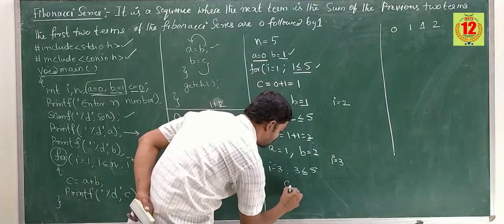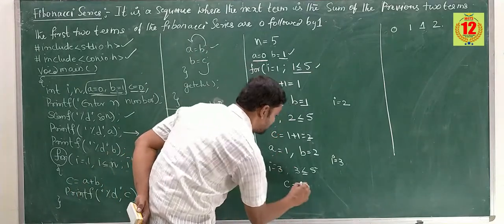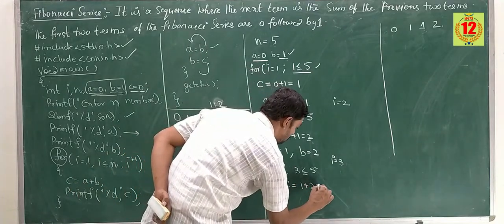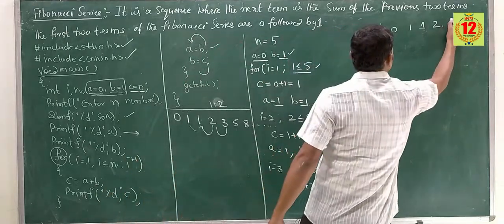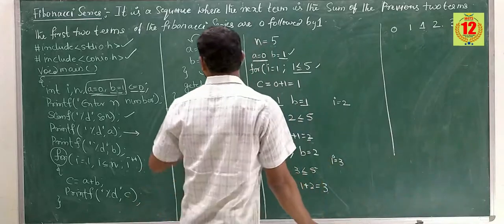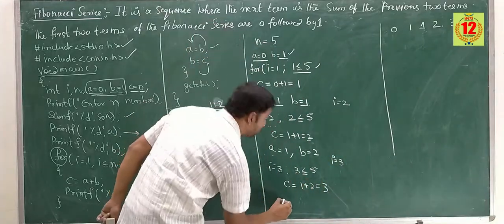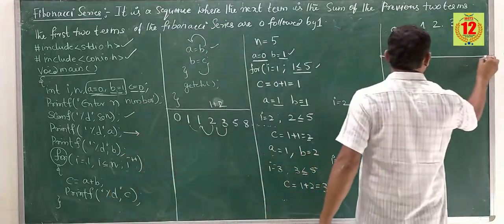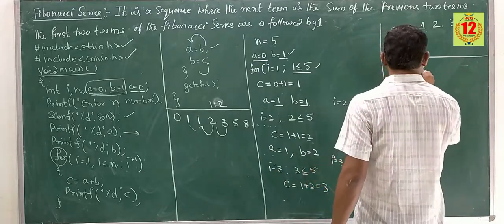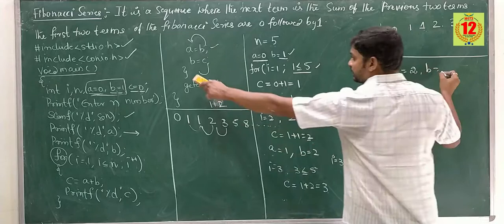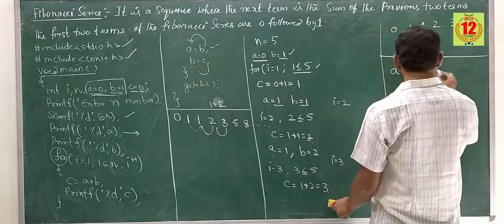Again the value c is equal to a plus b. Whatever the a value is 1 and b value is 2, now c is equal to 3. Print the statement, c is equal to 3. Then again assigning the values. Here a is equal to b, what is the b value? 2. Next, b is equal to c, the c value is 3.